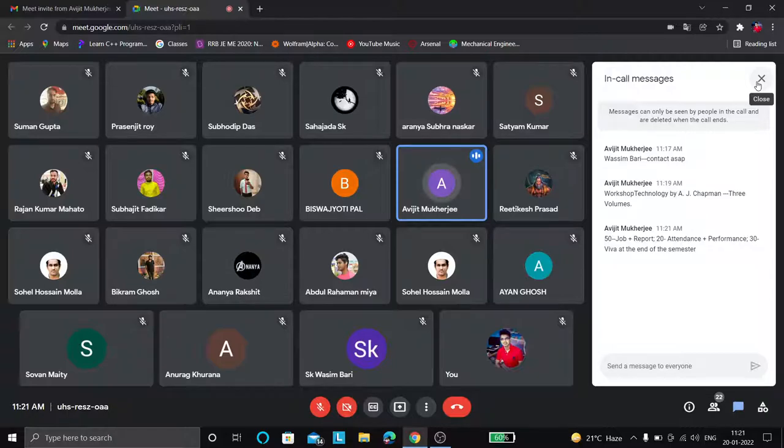Job plus report means right now we don't have any scope to complete the job. But we shall observe videos and submit the report. As there are two workshops, forging and molding, or foundry, the job is divided in two halves, that is 25 plus 25. 25 is meant for forging class, 25 is meant for foundry. Job plus report. Report means answering some questionnaires.